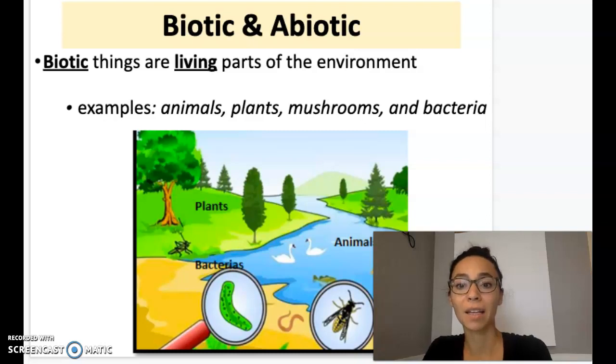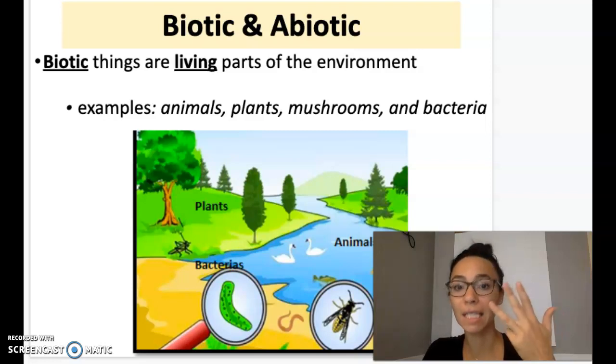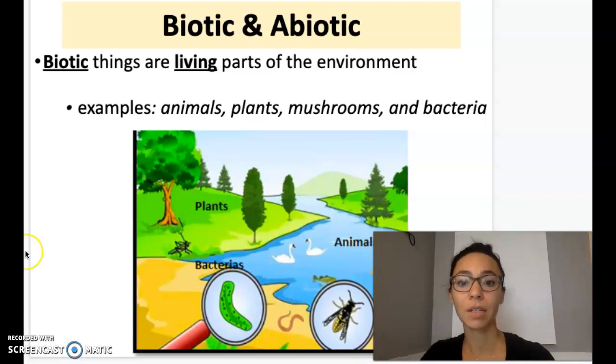So biotic organisms are living parts of the environment. Anything in the environment that's alive. So animals, plants, mushrooms, fungi, bacteria, all of those are biotic factors in an ecosystem. And you can even remember this because the word bio means life. So biotic things are living parts of the ecosystem.